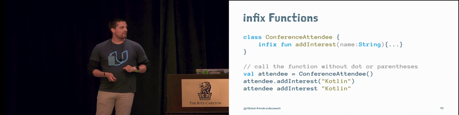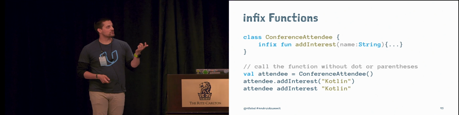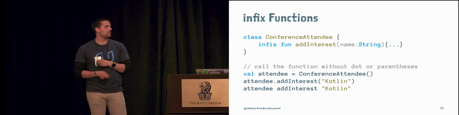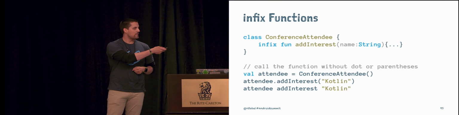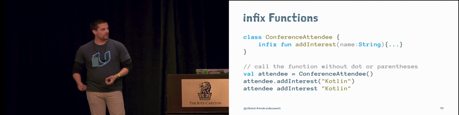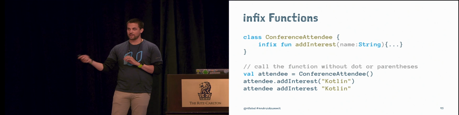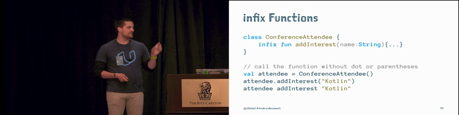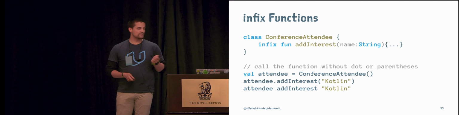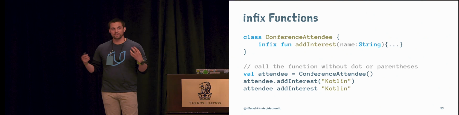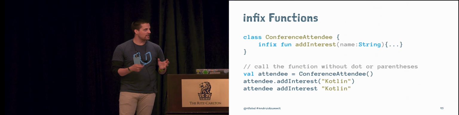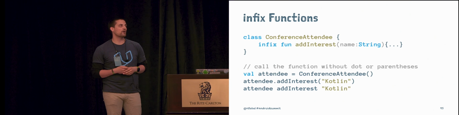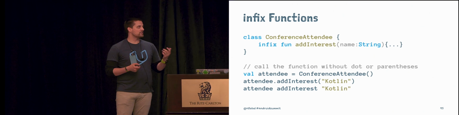So here we define a class called ConferenceAttendee, and we have a function called addInterest, which takes a string. So we can do that in the normal way that we're familiar with, attendee.addInterest, pass in our interest, or we could use infix notation, which is attendee addInterest Kotlin. So that's really nice. It's very human readable. It's easy to understand semantically what's going on. And we can achieve that by simply adding that infix keyword to the function definition.